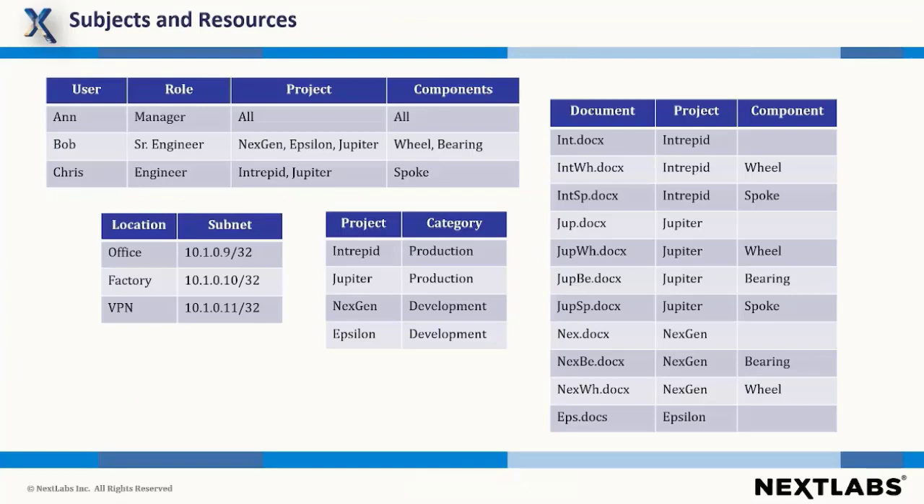This slide shows the various subject and resource attributes that will be used for the demonstration, along with a list of objects that will be used. It includes tables showing what attributes each user has and how the locations are defined, which projects are production versus development, and finally the files that will be used along with the attributes of each.